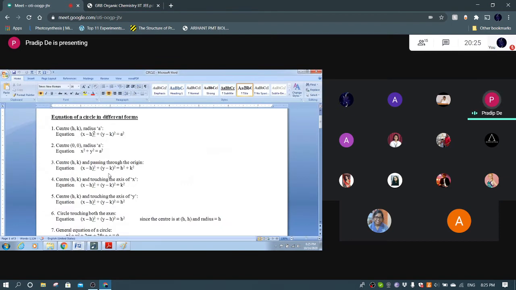If the center is HK and radius is A, the equation of a circle is x minus h whole square plus y minus k whole square is equal to a square. When the center is 0 0 and the radius is A, the equation is x square plus y square is equal to a square. Number 3 and number 4, I'll discuss later. 3, 4, 5, 6 I'll discuss later.